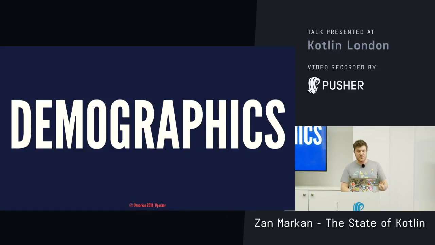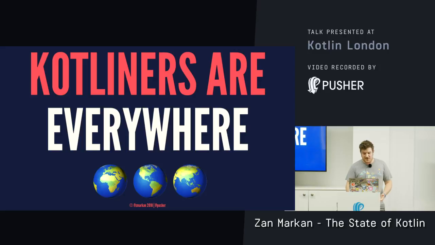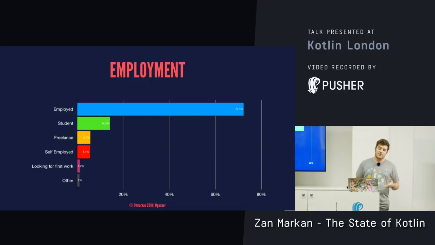And lastly, we've got the demographics. We learned that Kotliners live everywhere, on Earth that is. We haven't detected anyone coming in from outer space yet. Most of the surveyed people are employed or students, but there are also others like CEOs, startup founders, interns, all sorts.